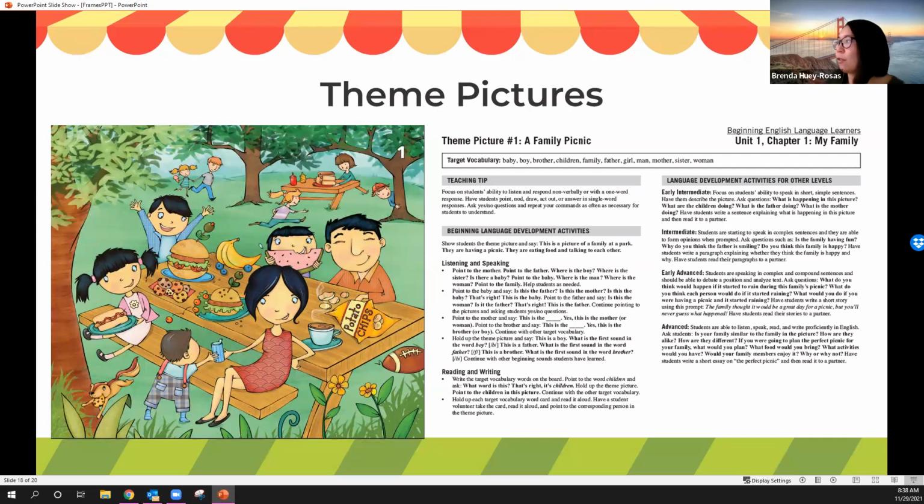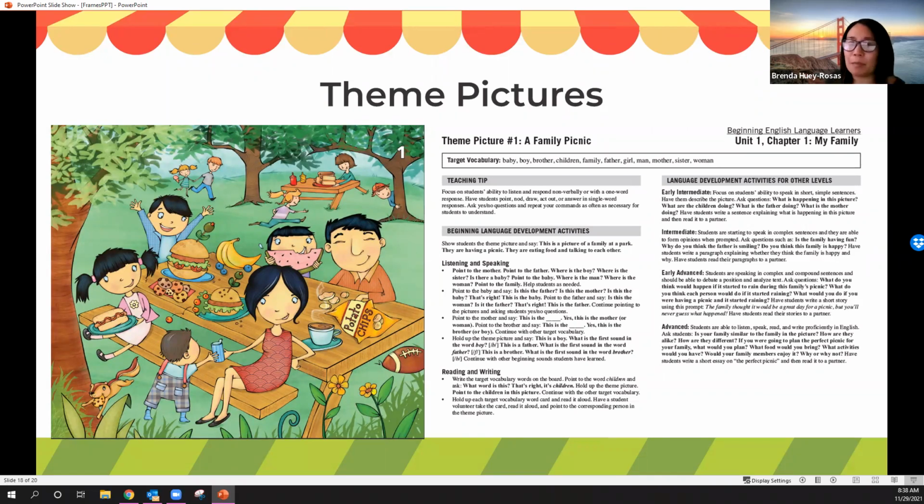Brenda level 4 is going to answer, what do you think would happen if it started to rain during this family picnic? And she's going to then write, the family thought it would be a great day for a picnic, but you'll never guess what happened. So she's doing more narrative writing. You're then going to have the advanced student write a short essay about the perfect picnic. Orally, they're doing questions on, is your family similar or different to the family in this picture, what would a great picnic be like, or the perfect picnic for your family be like? So they're going to explain it so they could then write an expository or short essay on that.